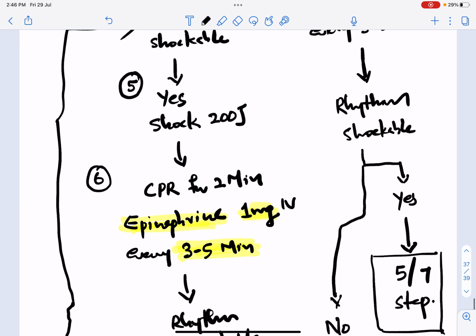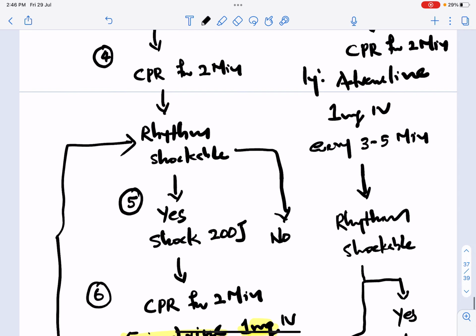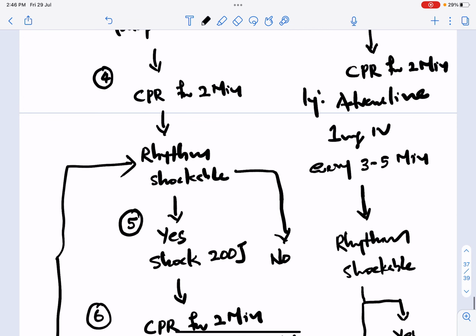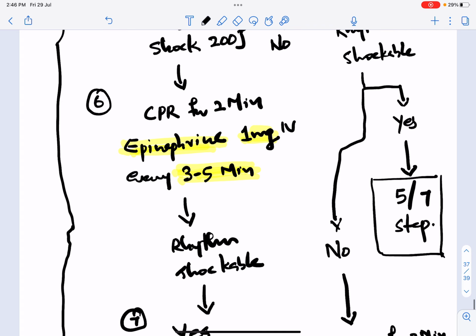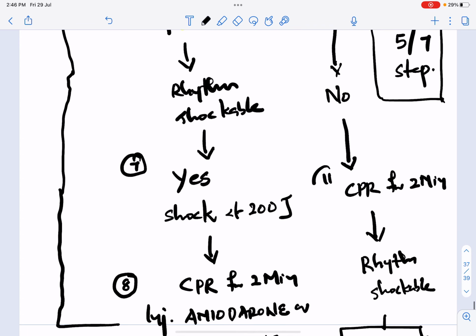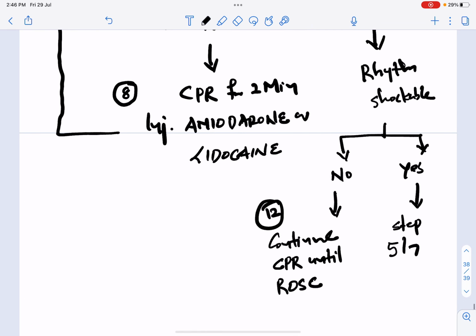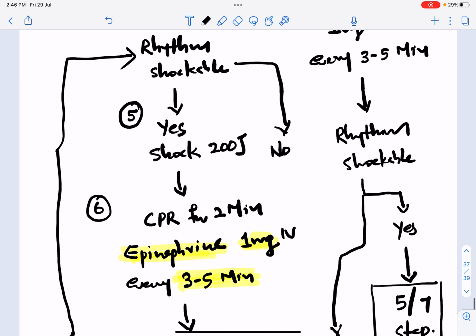This step has to be followed if you are not getting a shockable rhythm here also. No shockable rhythm, then also you have to go. This is our 9th step and this is our 10th step. This is our 11th step and this is our 12th step. So if you are not getting a shockable rhythm here, you have to go for step 12.